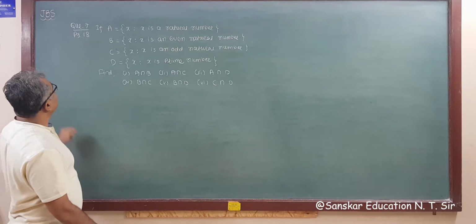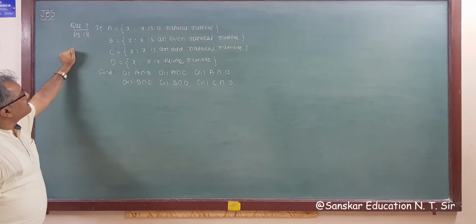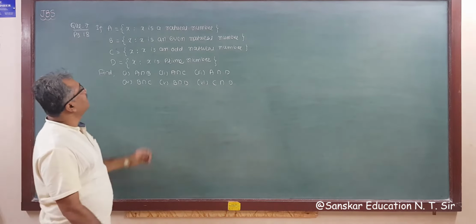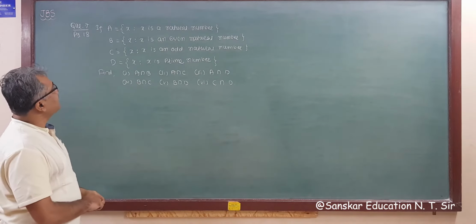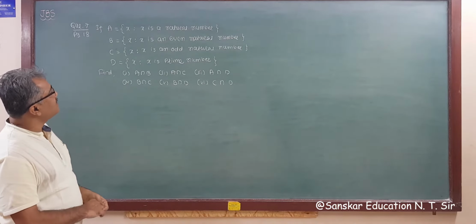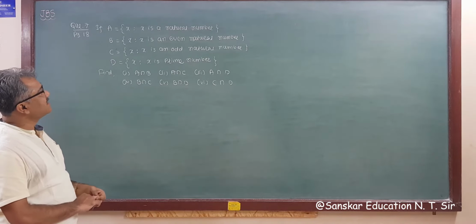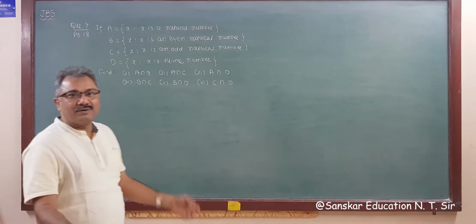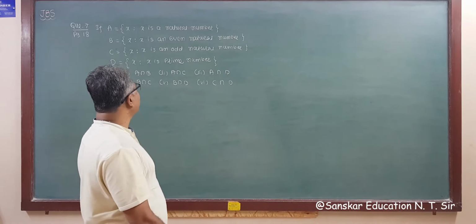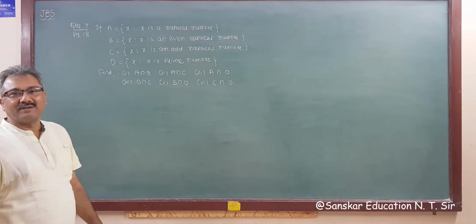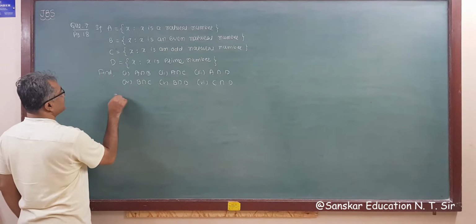So next question is question number 7, page 18. Given that A is equal to the set of X, where X is a natural number; set B is X, where X is an even natural number; C is X, where X is an odd natural number; and D is X, where X is a prime number. So all the sets of natural numbers, even numbers, odd numbers, and prime numbers are given, right? So first, set A has solution.